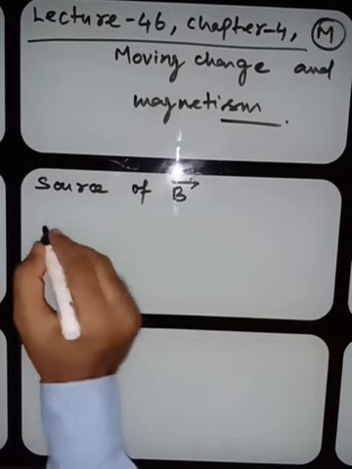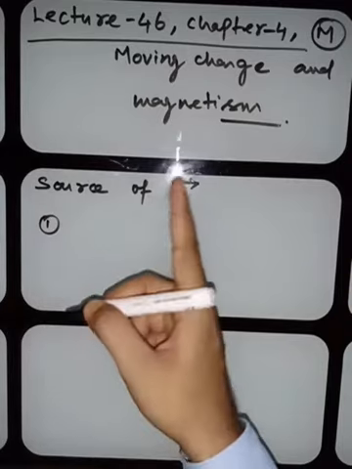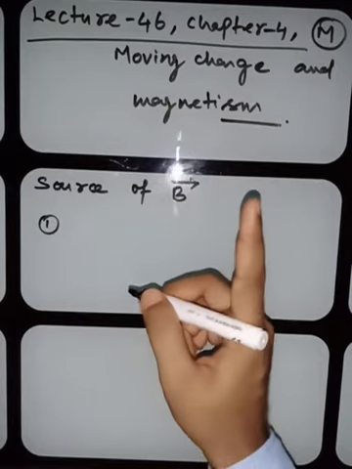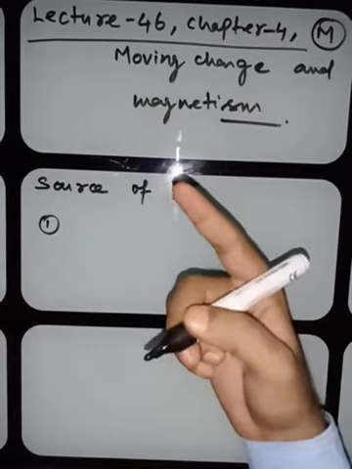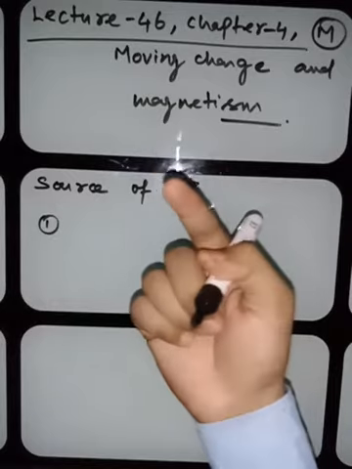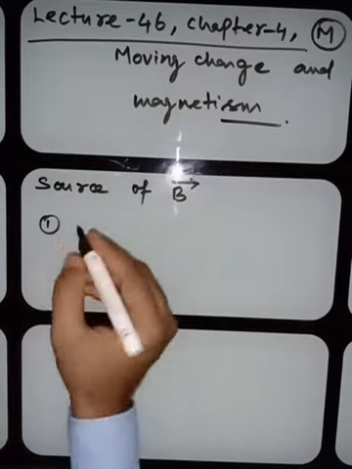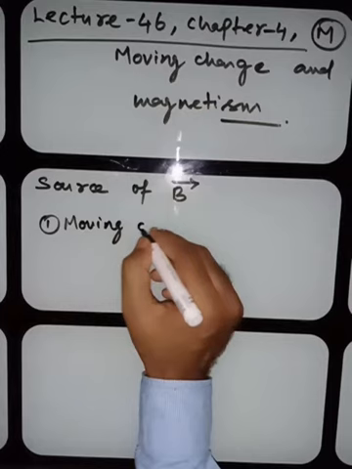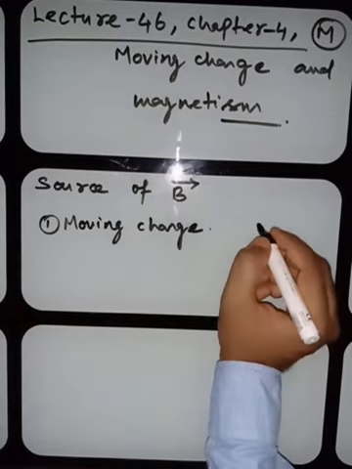The source one we have studied in electrostatics. Try to remember, when a charge is at rest, it produces only an electric field, which is also called static electricity. But when a charge moves with constant velocity or variable velocity, it produces an electric field as well as a magnetic field. So the first source we write here is the moving charge. You can see the name of the chapter is also moving charge. So the moving charge is the first source of magnetic field.